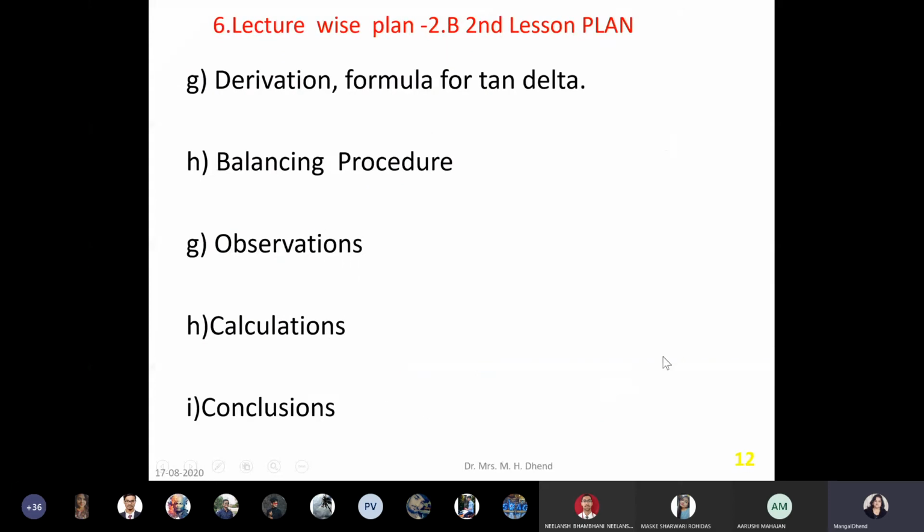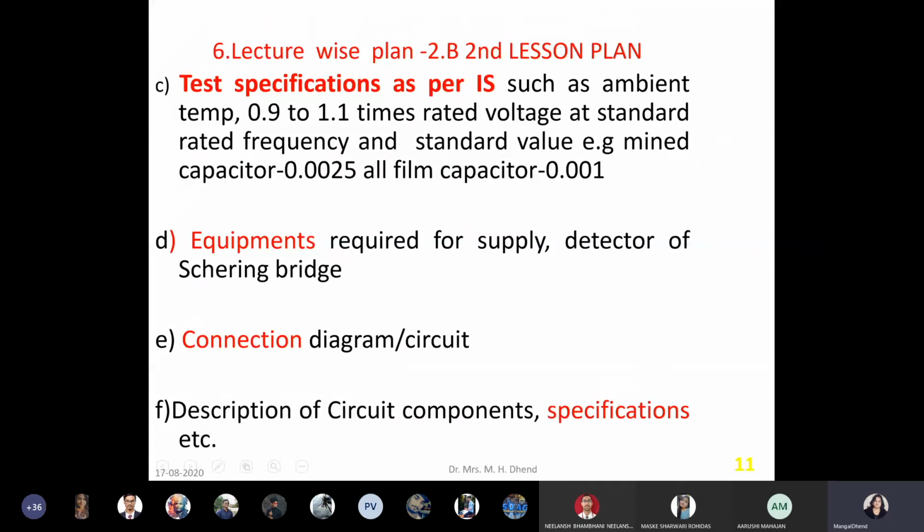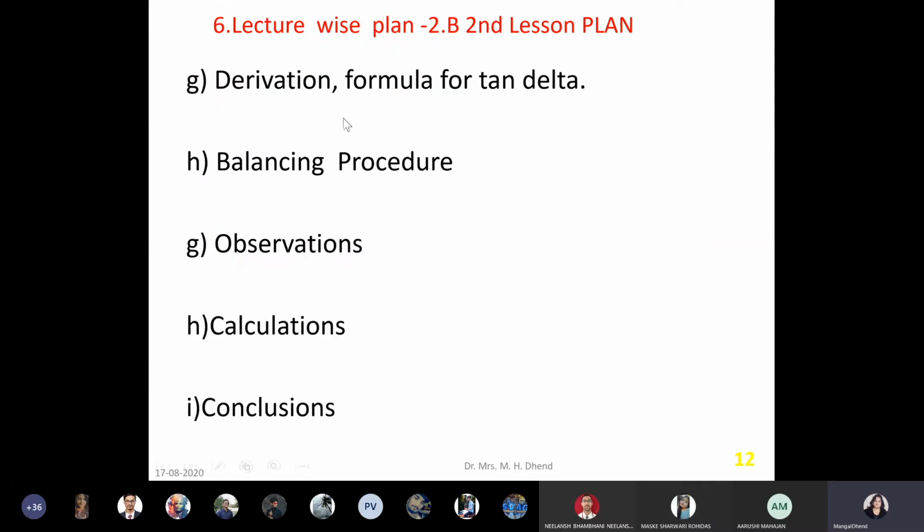Now first, before starting, I would like to tell you that whatever test we discuss, you should be able to write down the test with equipment, which equipment we use, what the connections should be, how to draw the circuit diagram, what the specifications of each device are, the derivation of the formula if required, what formula, that is only for 10 delta. Then the balancing procedure, if there is a procedure we have to follow, then observations, calculations, conclusions.